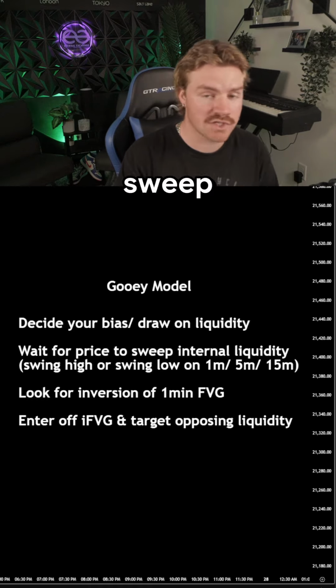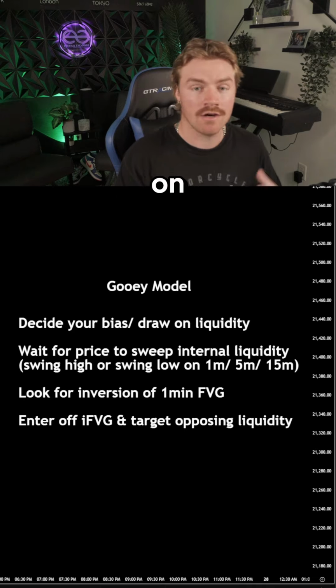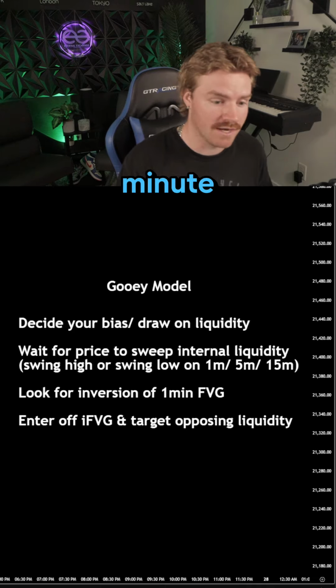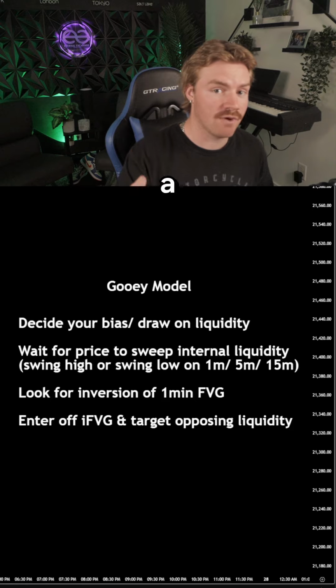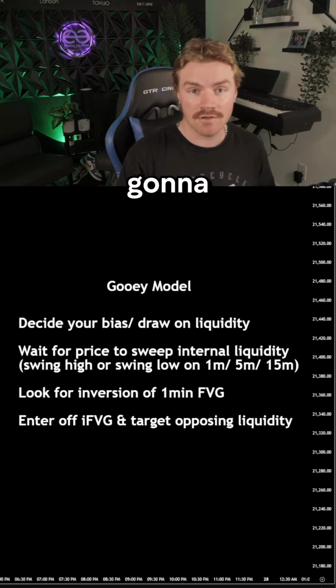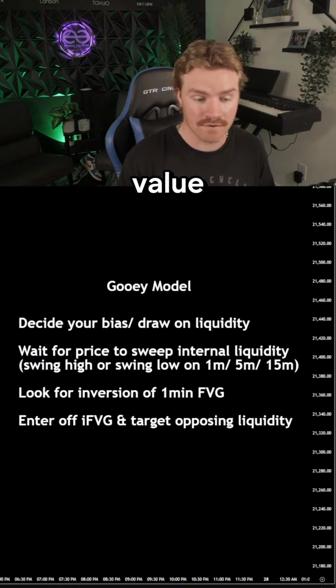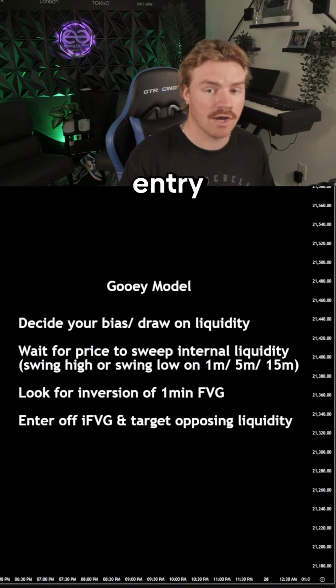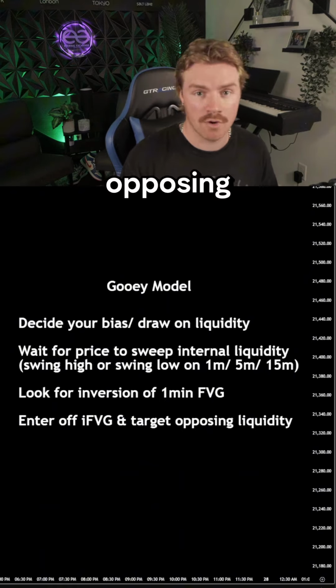After that, you wait for a sweep of internal liquidity on the 1 minute, the 5 minute, or the 15 minute. You want price to also trade into a 5 or a 15 minute fair value gap while it's doing that liquidity sweep. Then you're going to look for a 1 minute inversion of a fair value gap, and you're going to target your entry off of that inverse fair value gap to opposing liquidity.